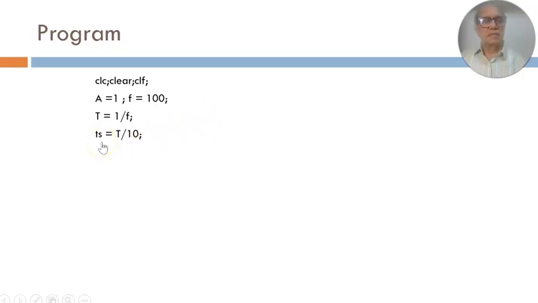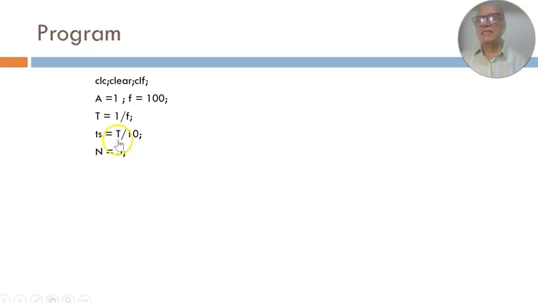Then you decide the sampling time. So it should be small compared with T. In this case, we are saying it is 1/10 of T. And we will see that in fact, this sampling time is not small enough to give us a good curve. So later on, we'll modify this. But just now, we just want to demonstrate this. All right.